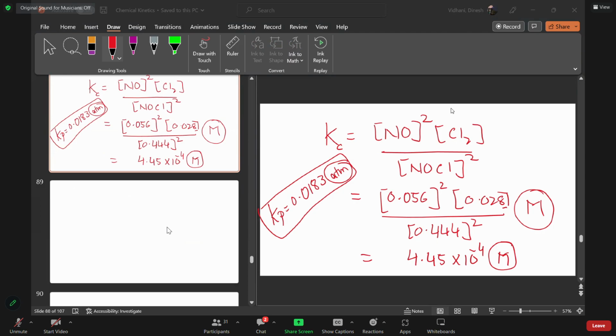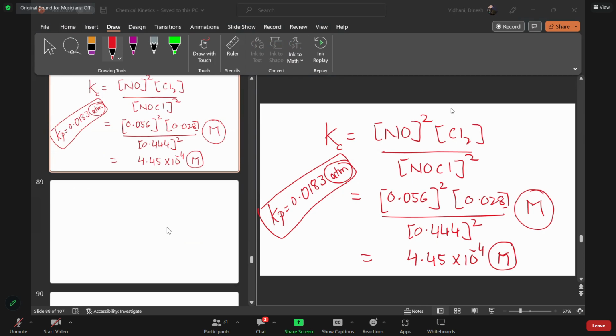Okay, so the value is 0.0. Yes, you're right, George. So the value is 0.0183 atmospheres. So as you can see, if you have the concentration expressed in molar, your concentration in Kp would be atmospheres. Okay, now let me give you one more interesting thing.